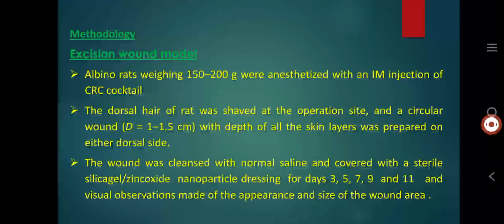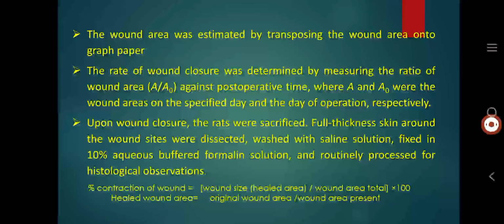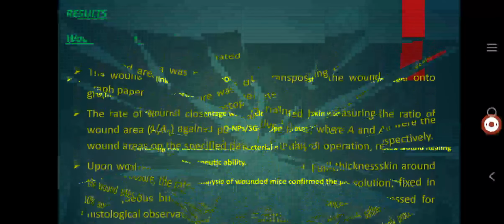For the excision wound model, I used mice of 150 to 200 grams, anesthetized with injection, with the dorsal hair removed in an adverse shape. Then the wound was cleaned with normal saline and covered with a sterile silica gel zinc oxide nanoparticle dressing for 3, 5, 7, 9, and 11 days, observing the appearance and size of the wound. Then I calculated the wound area ratios by different formulas, the percentage of the wound and the healed wound.